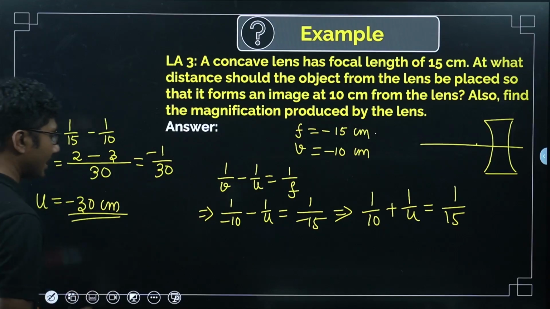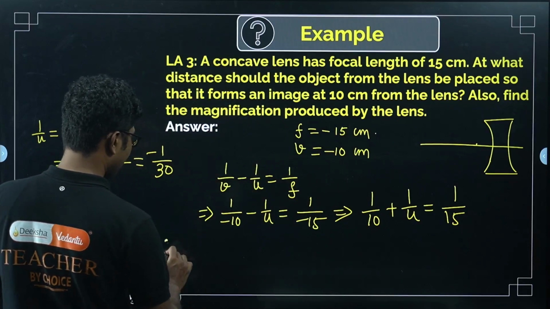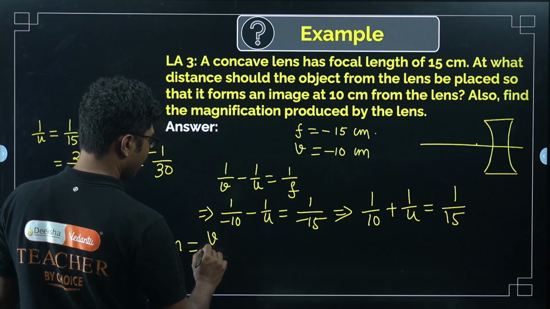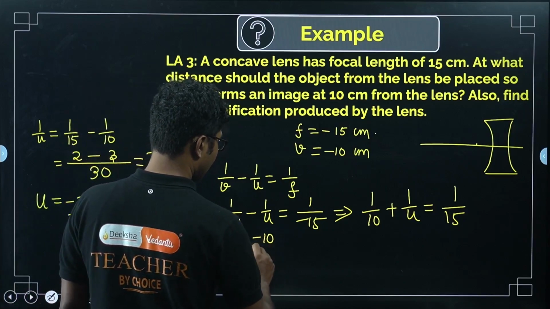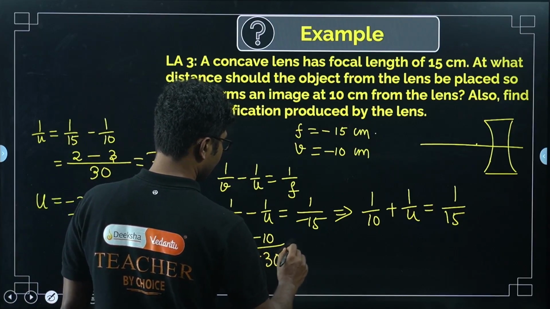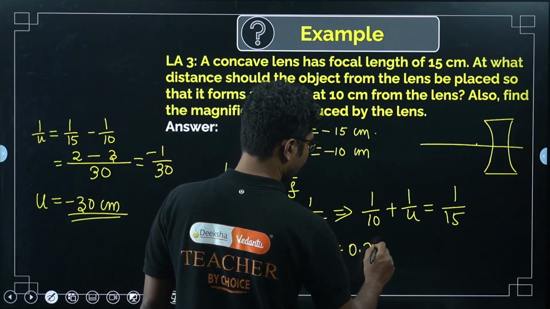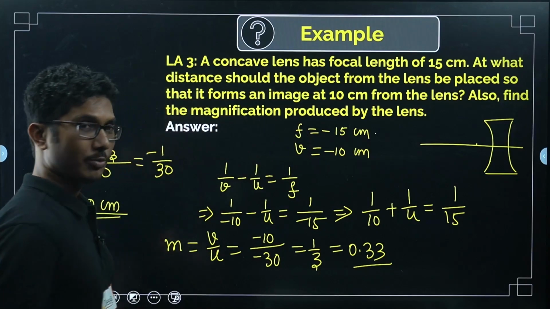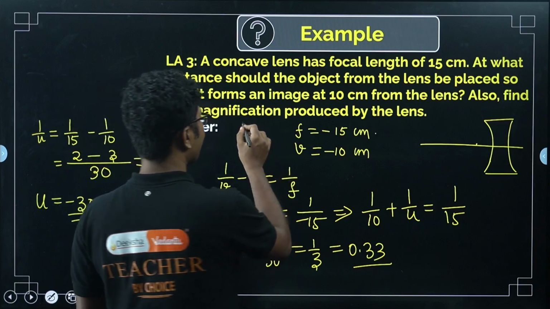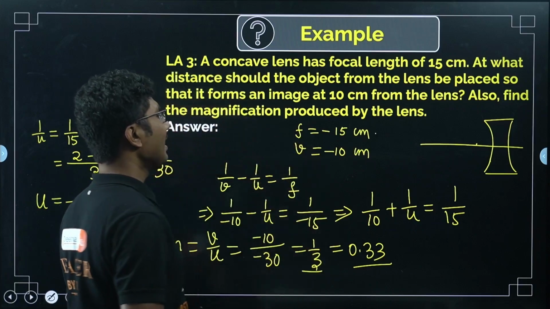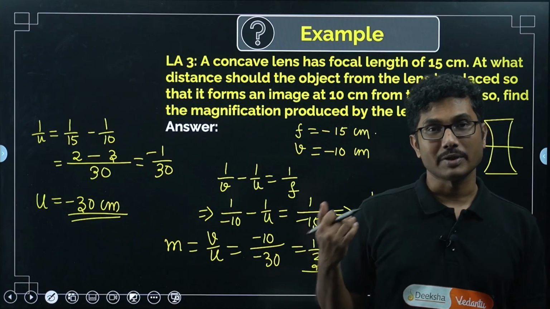So the object should be placed at a distance of 30 centimeter on the left hand side, obviously. Now what is the magnification? Magnification is v by u. So v is minus 10, u is minus 30, so it is 1 by 3, that is 0.33. You can write 0.33 or you can keep it 1 by 3, everything is fine. So the magnification produced is 1/3, and the object should be placed 30 centimeter from the lens.